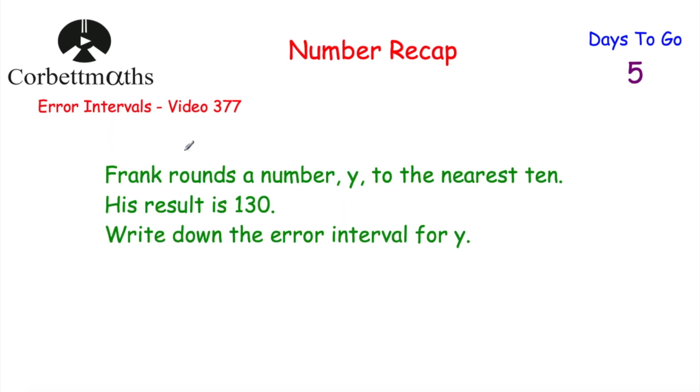So here we've got a question. It says Frank rounds a number y to the nearest 10. So he rounds a number to the nearest 10, and his answer is 130. And we've been asked to write down the error interval for y.